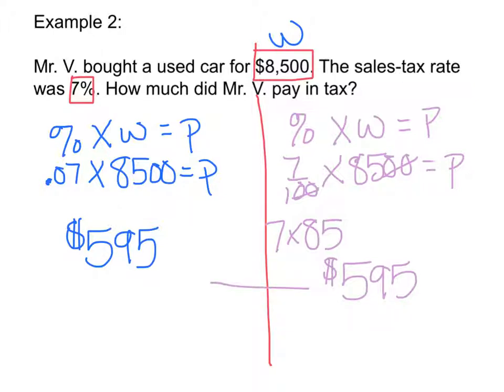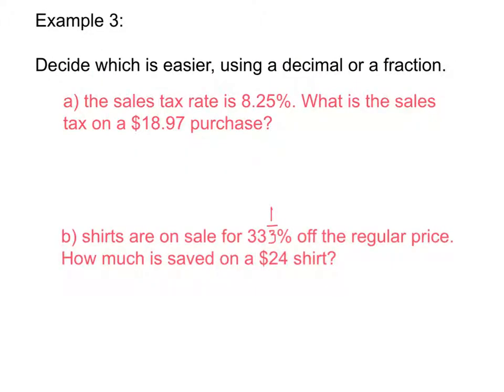Okay, you get the same answer both times, but whichever one is easiest for you to use, please do so. I find the decimal is easiest, but sometimes the fraction way can be easier. In example 3, we have to decide which is easier, if we're going to convert our percent to a decimal or to a fraction. Let's look at A.